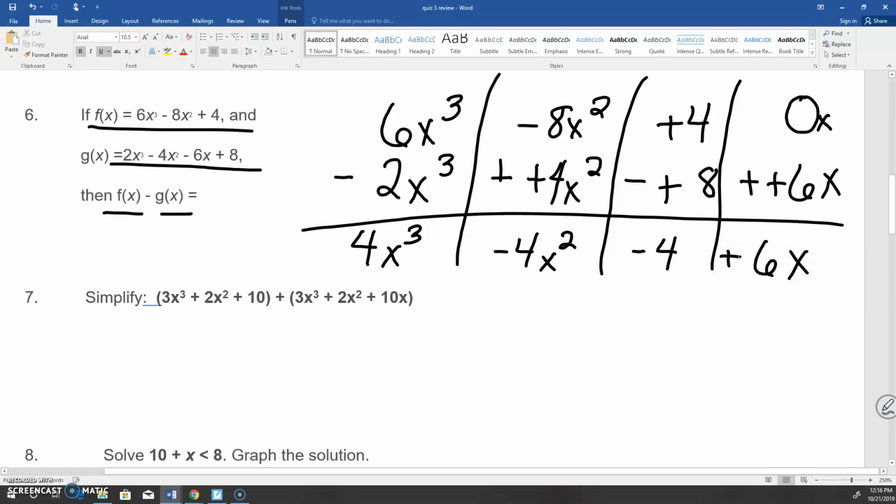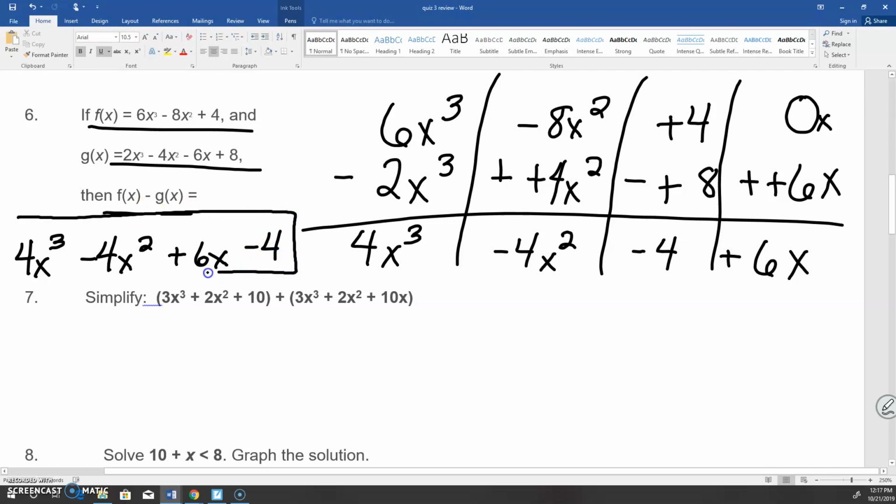So now I have to write it in the correct order. So my term with the biggest exponent goes first. My term with the next biggest exponent goes next. Then I have a 6x. And then on the very end, I'm going to have my minus 4 because it doesn't have any variable. So this is how it would be written on your state test and on your quiz.